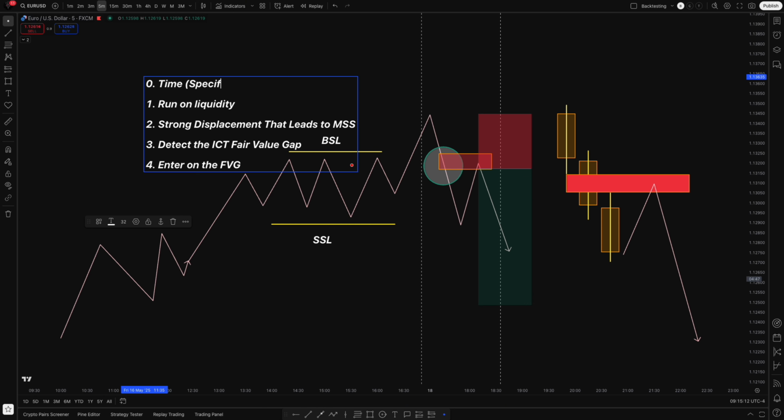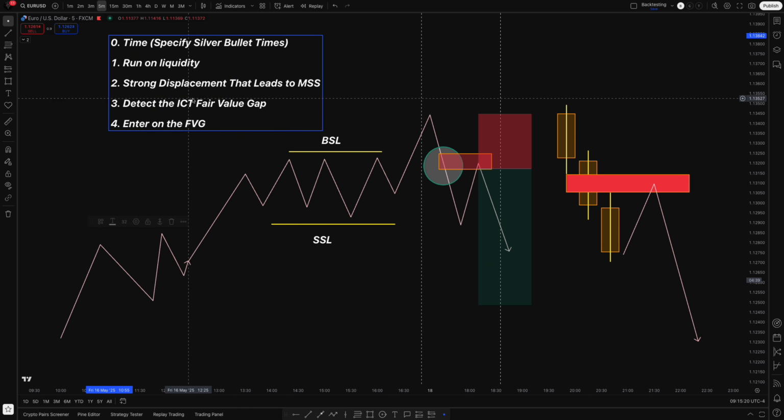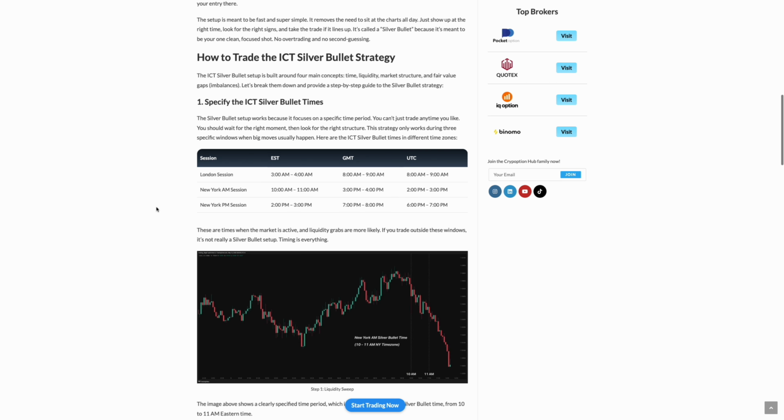So specify silver bullet times. You will not be able, and you're not allowed to execute your trade outside the silver bullet time windows, which I showed you right here on our website. So these are the times, and we're imagining that we're executing our trade in the New York AM session.